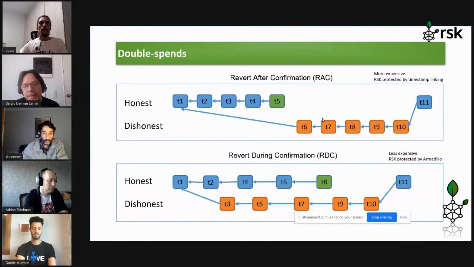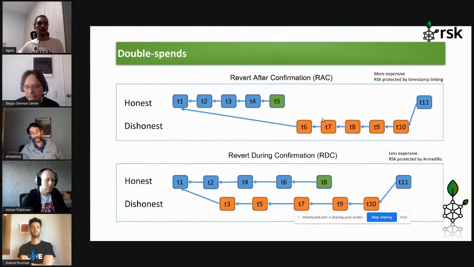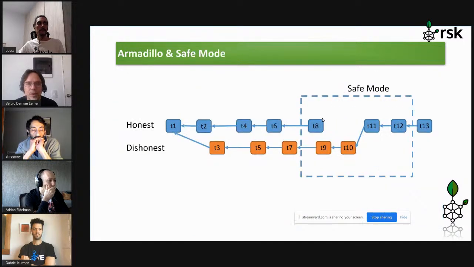And the other one is called revert during confirmation, where the attacker in parallel tries to build a private malicious fork of the blockchain, okay, to at a certain point surpass the honest chain after the transaction has been confirmed. And this is the scenario that Armadillo protects RSK from. But so what does Armadillo do?